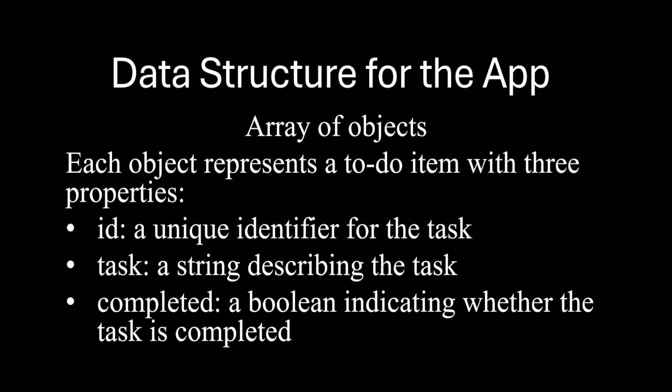Each object represents a to-do item with three properties: ID, a unique identifier for the task; task, a string describing the task; completed, a boolean indicating whether the task is completed.